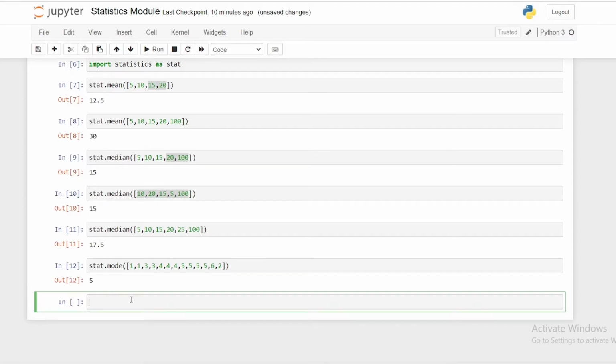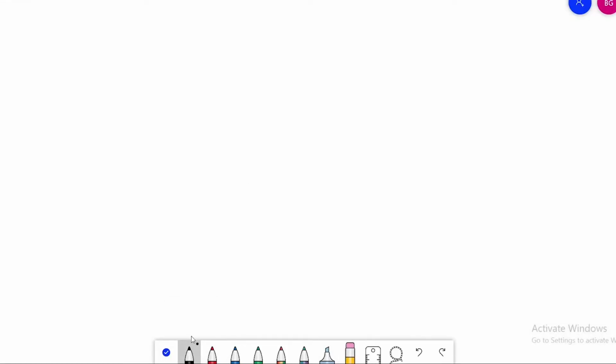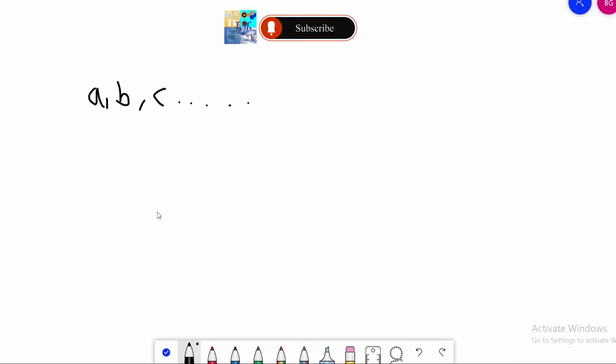So the next thing we're going to see is something known as harmonic mean, stat.harmonic_mean. Let us take numbers such as 1, 2, 3, and we're going to find the harmonic mean for the given data. How harmonic mean is done is we have a set of numbers or data in the form of a, b, c and so on.